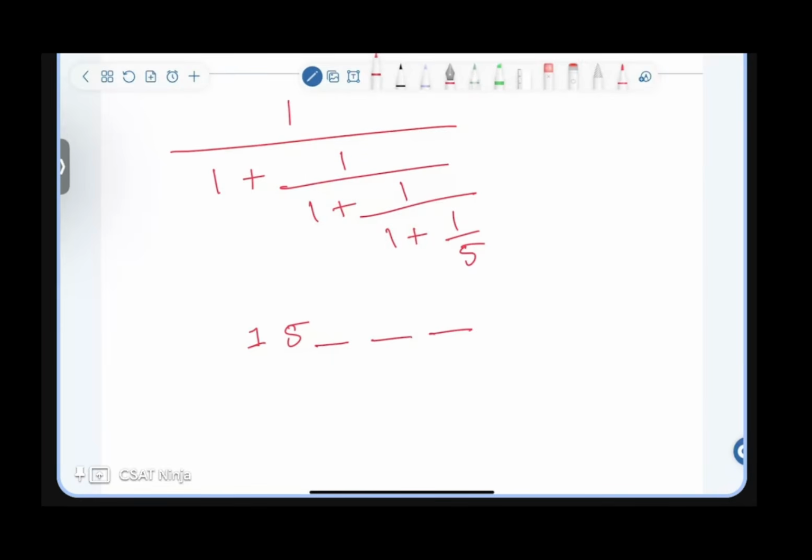After that, I'll just sum the numbers continuously. This one plus this one. 5 plus 1 is 6. And this one plus this one is how much? 1 plus 5 is 6. And 5 plus 6 is 11. And if I sum these two, 6 plus 11 is 17. So the answer here is 11 divided by 17.